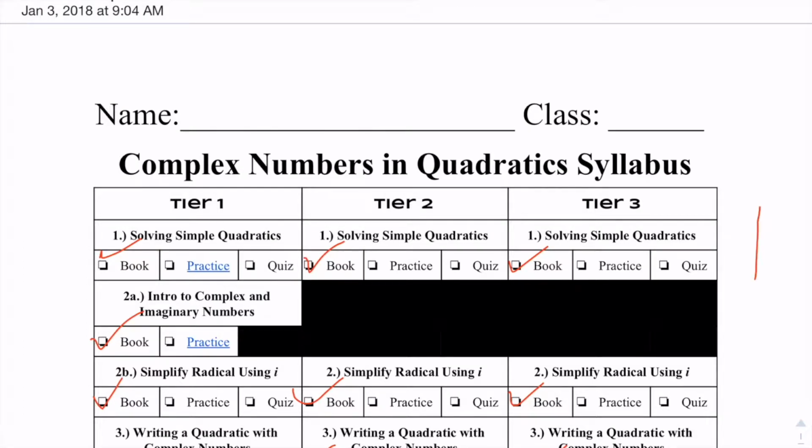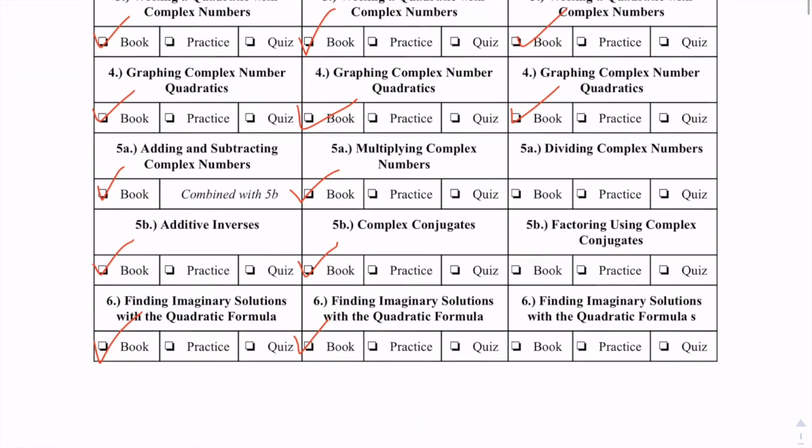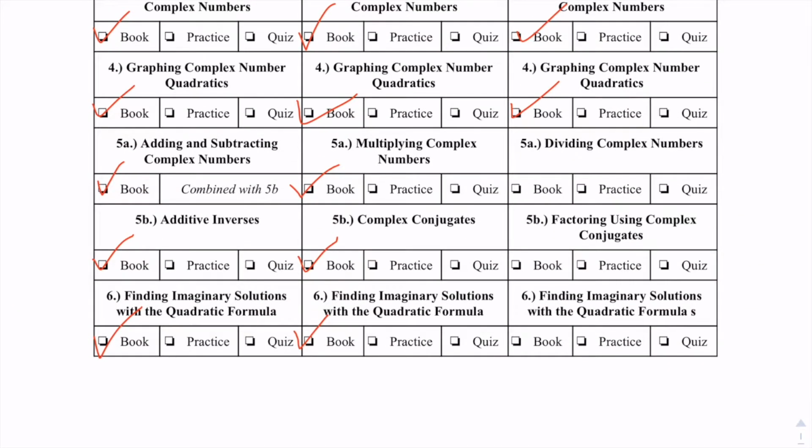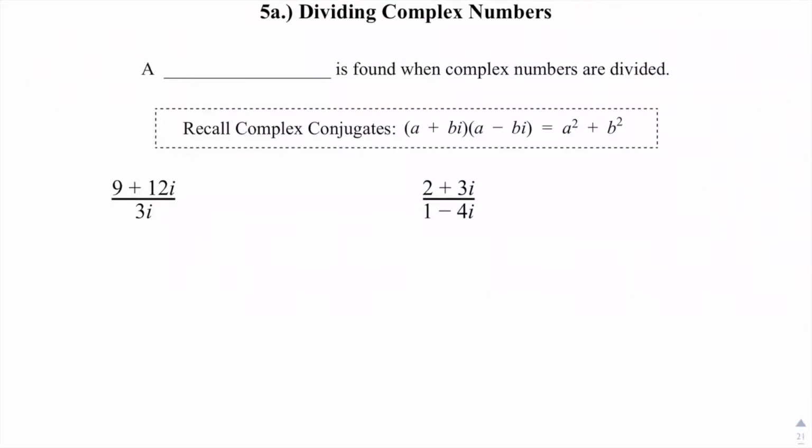We're back in our complex number syllabus, and we are on Tier 3, Lesson 5a, which is dividing complex numbers. So let's check off our book. And here we are at 5a, dividing complex numbers. A quotient is what we find when we are dividing complex numbers.